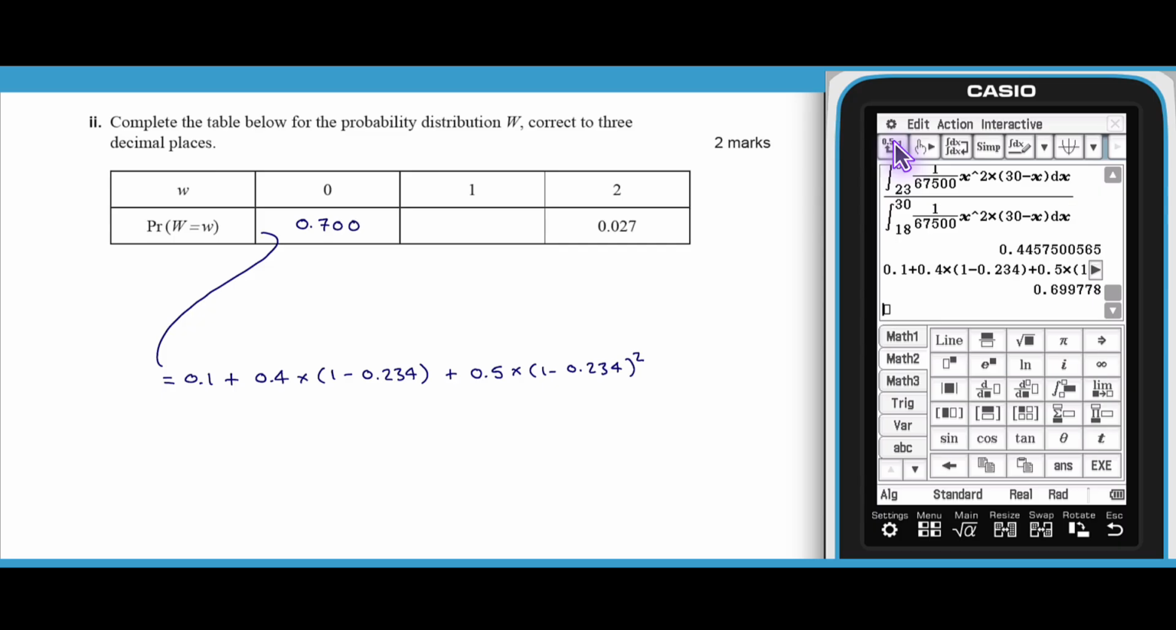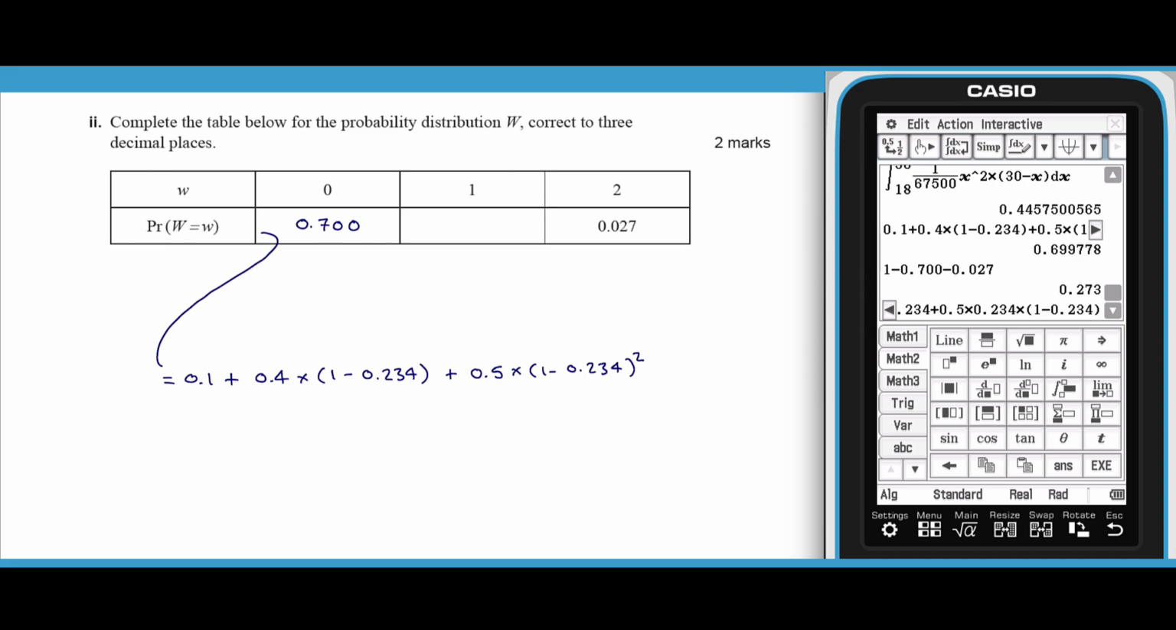With that found, the probability that W equals 1 can be found in 2 ways. One way is to subtract the known probabilities from 1, and the other considers the 2 ways that 1 piece of heavy luggage can be checked, as either 1 of 1 piece, or as either the first or the second of 2 pieces of luggage checked.